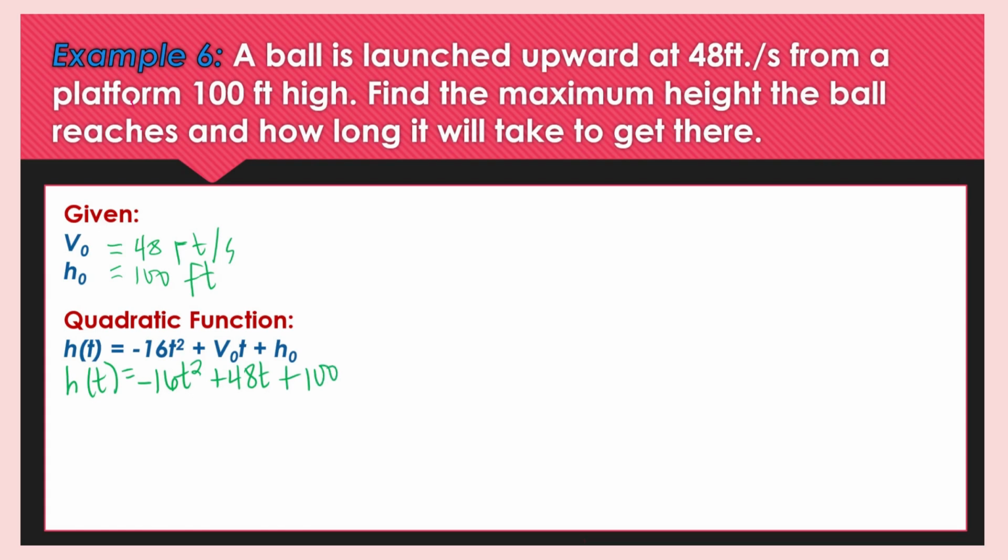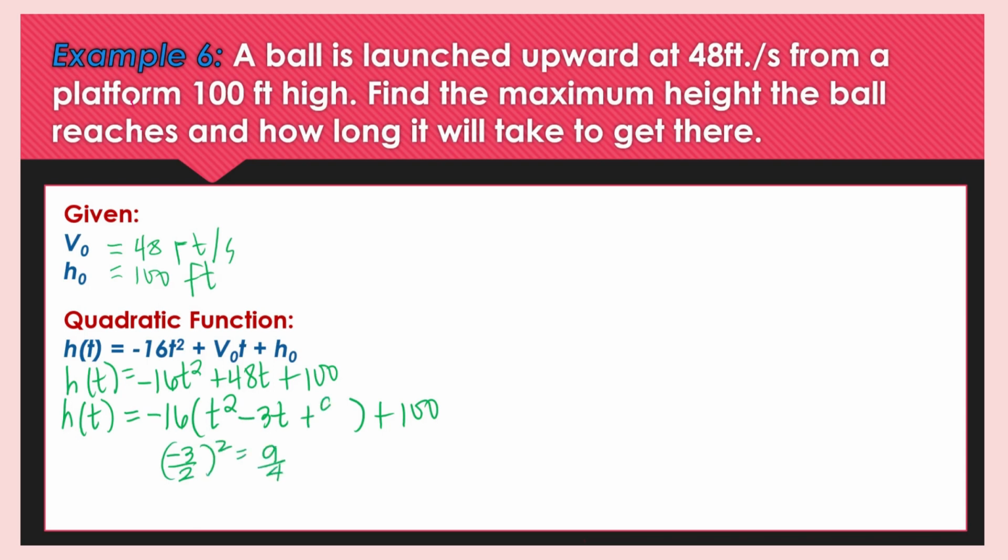Then change this into vertex form to get the vertex. So I will use the completing the square method. Factor out the a, which is negative 16. So inside the parentheses will be t squared, and 48t divided by negative 16 is negative 3t. And then plus 100 outside the parentheses. Get half of negative 3 and then square it. So the answer is 9 over 4.